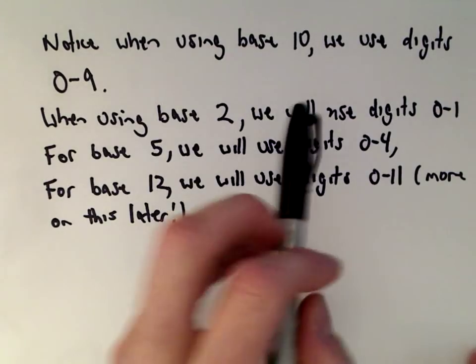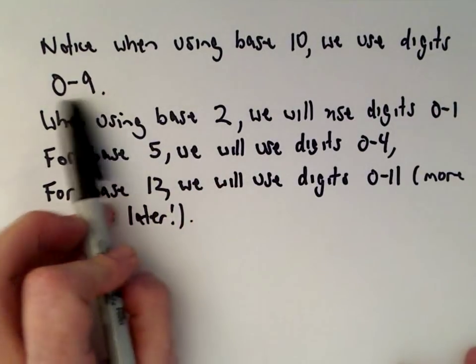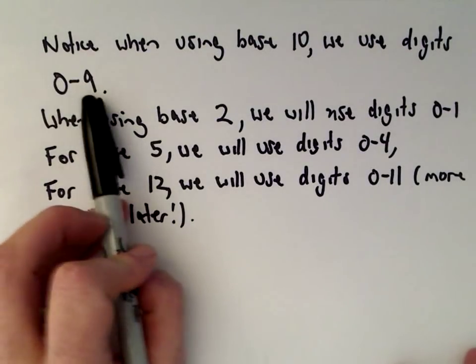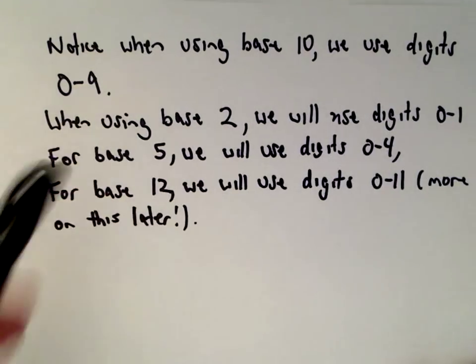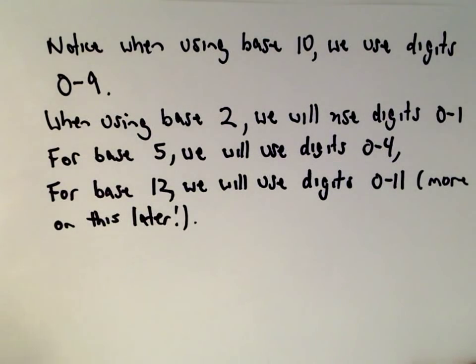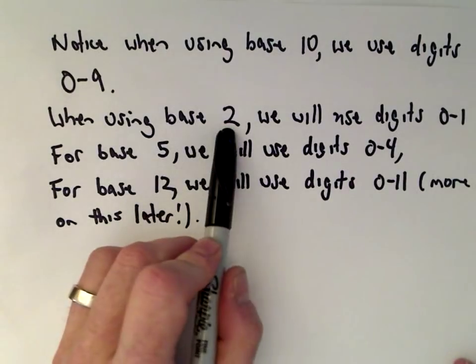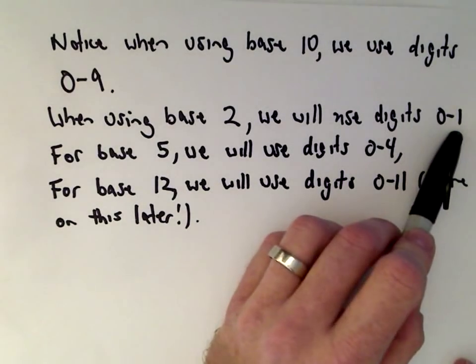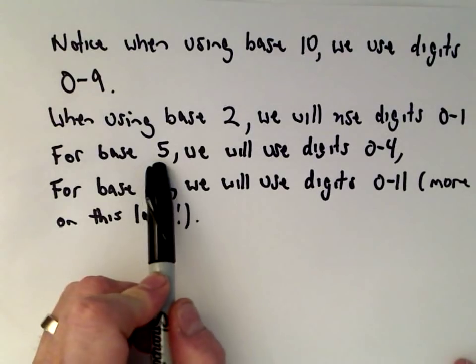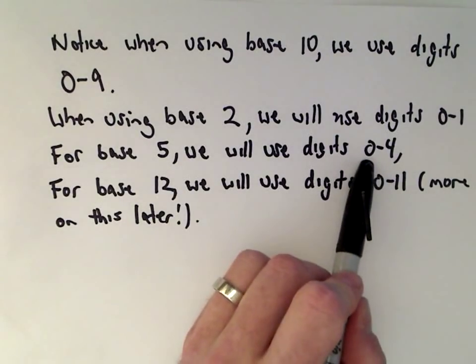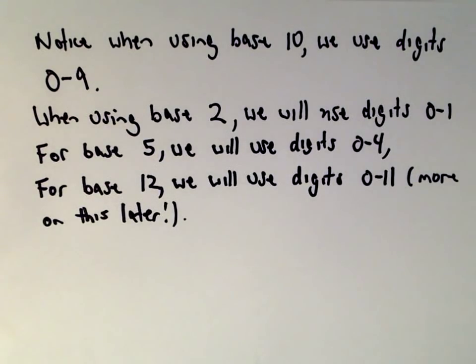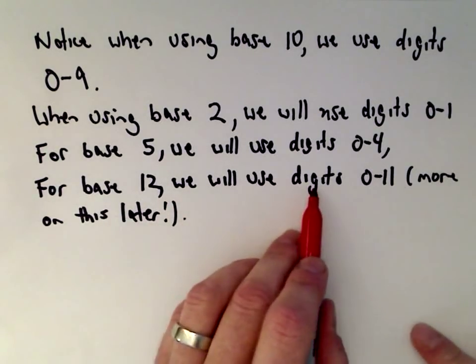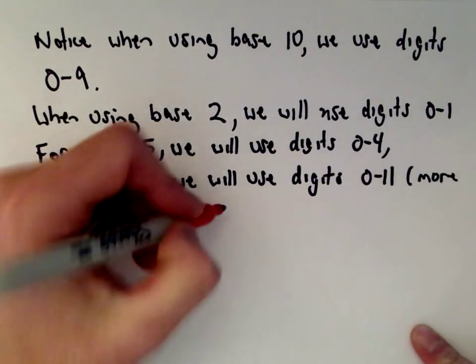When we use base 10, we're only using the digits 0 through 9. Those are the symbols that we use. When we write a number like 10, we're really just using the digits 1 and 0. When we use base 2, we're only going to use the digits 0 and 1. For base 5, we're only going to use the digits 0 through 4. Now, my last one's really not quite true, but hopefully you'll get the gist of what I'm saying. For base 12, we'll use the digits 0 through 11. Well, not quite.